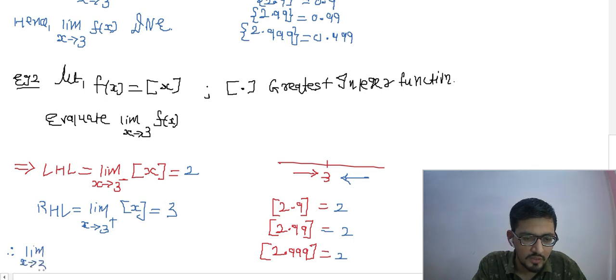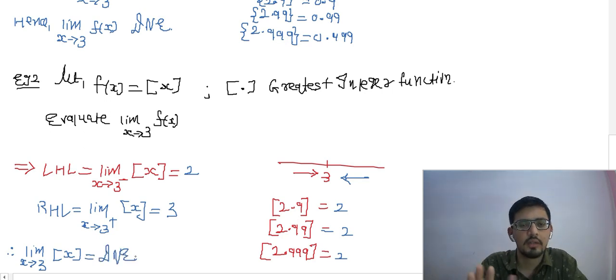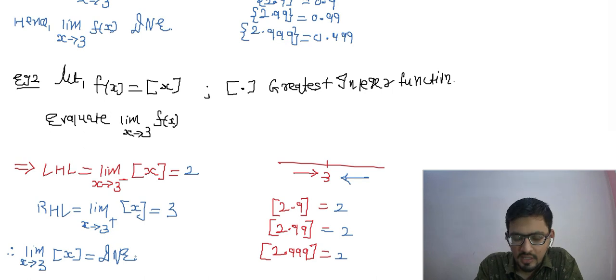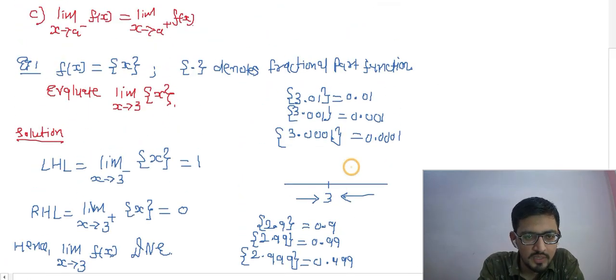Therefore, limit x tends to 3 of f of x, meaning greatest integer x, the answer does not exist. That depends on the question. So for this kind of question you have to do LHL and RHL separately, and by definition only we can interpret. So I hope this is clear.